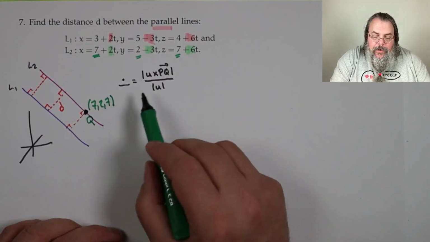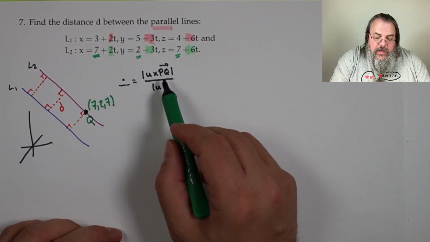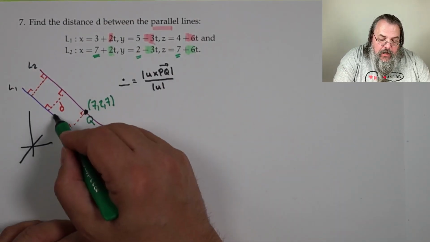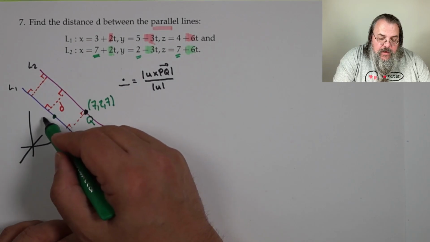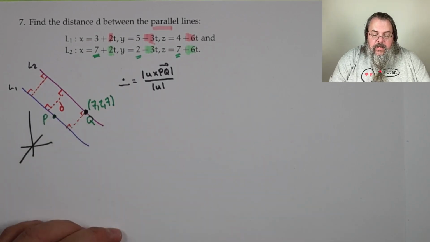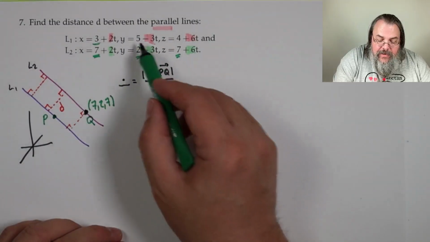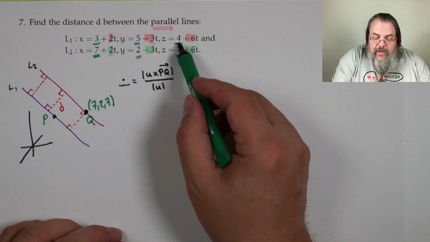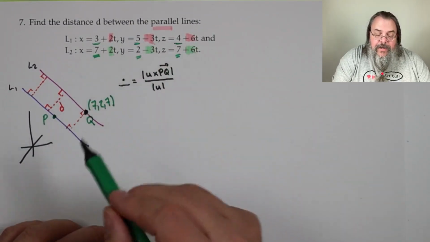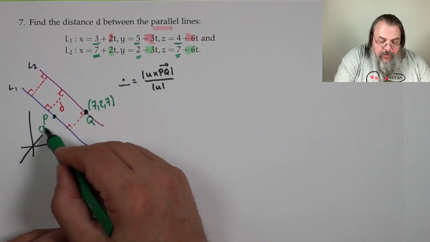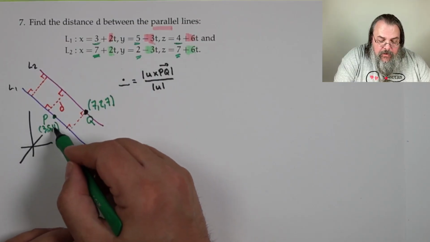Now, what are the other pieces? What's P? Well, P is a point on line 1. Okay, well, how do we get a point on line 1? It's again stored here. It's 3, 5, 4. So we have 3, 5, 4. Okay, cool.